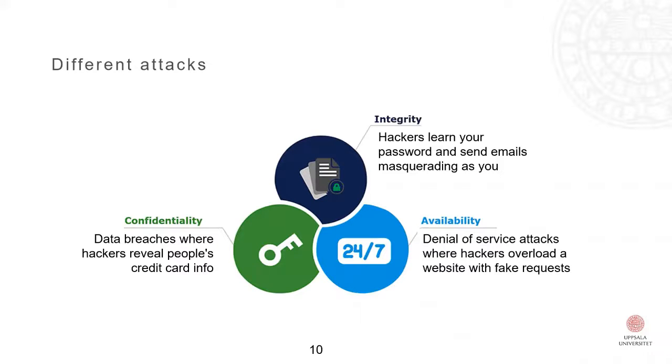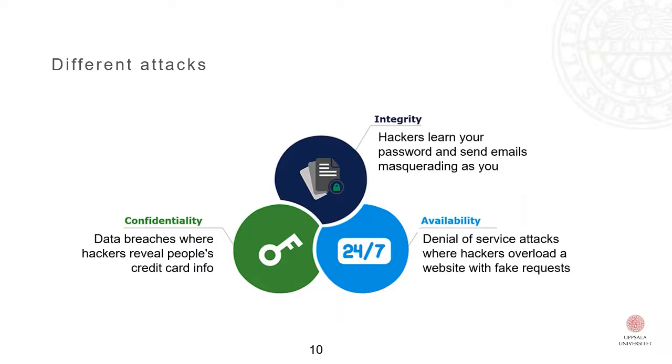Let's see some attacks and classify them as a confidentiality attack, integrity attack, and availability attack. So an attack to confidentiality could be that, for example, a hacker gets access to people's credit card info and reveals that information to unauthorized people so that they can misuse it, for example.